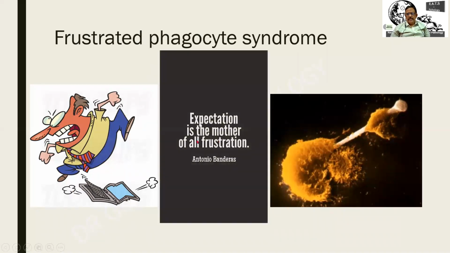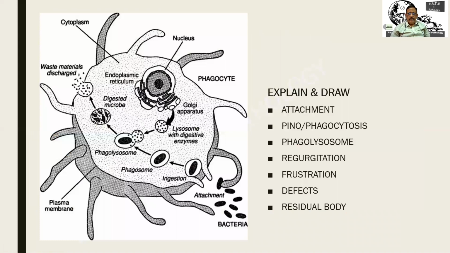Expectation is the mother of all frustration. And this is called a frustrated phagocyte syndrome. So this is another process, again the same diagram. I would like you people to explain all the processes, all the steps. Is it clear?